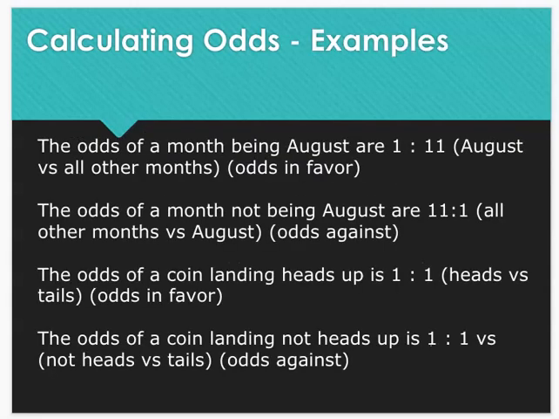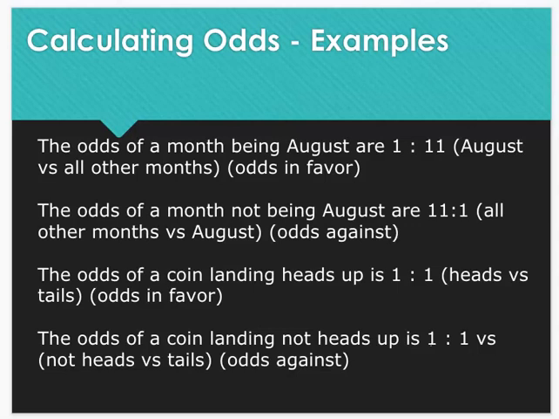So here's some examples. The odds of a month being August are 1 to 11. And if it just says the odds of a month, it doesn't say odds in favor. Odds in favor is implied. Okay. So August versus all the other months. There's 1 August, there's 11 not Augusts. The odds of a month not being August would be the reverse of that, 11 to 1. Because that's odds against. Notice it didn't say odds against, but you just had to get that from the context clues.